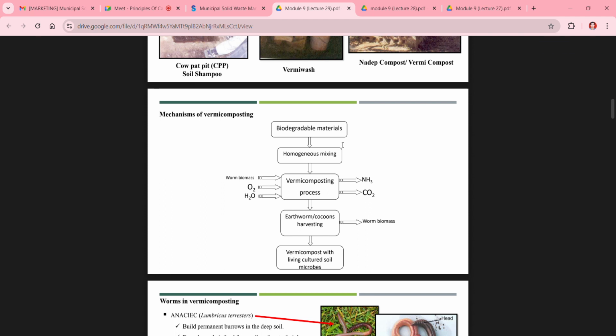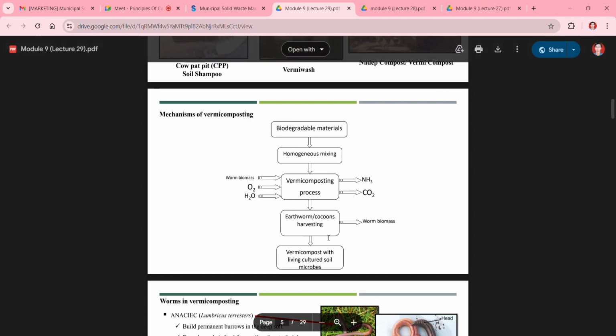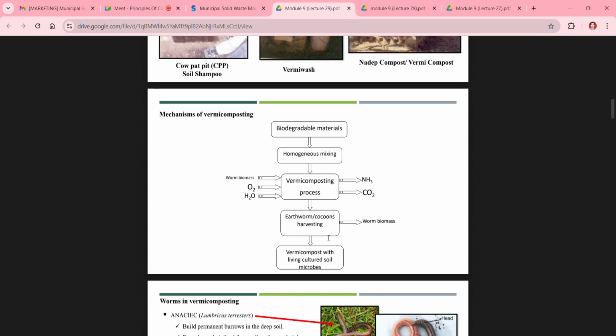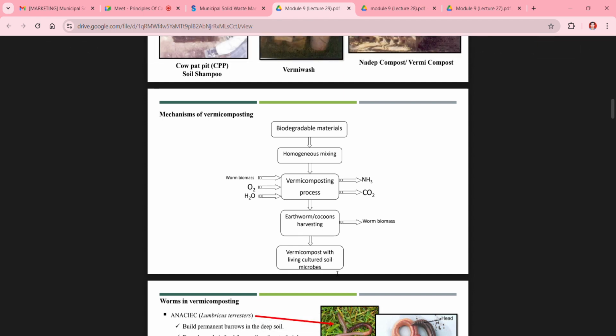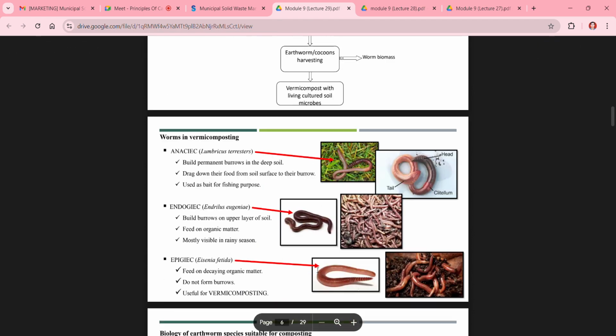The municipal solid waste whatever we have provided is going to decompose into nitrogen, NH3 and CO2, leaving behind the compost material in the form of organic hydrocarbons. And during this vermicomposting process we can also harvest some earthworms and cocoons for again creating the worm biomass. Then vermicompost with living cultured soil microbes will be left behind.